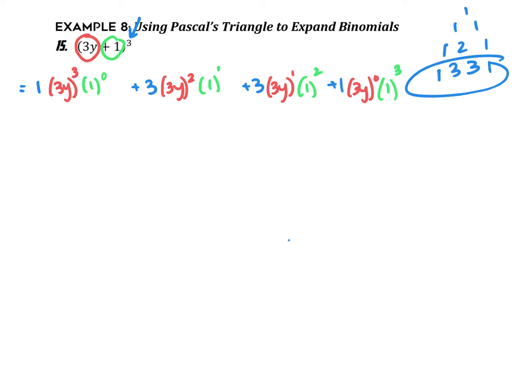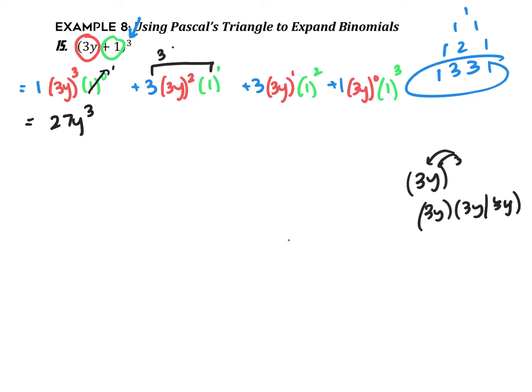Now, one thing I want to remind you is that 3y to the third power is 3y times 3y times 3y. So everything inside gets this exponent. So 3 to the third power is 27. So this is 1 times 27. 1 to the power of 0 is just 1. So this is 27y to the third.